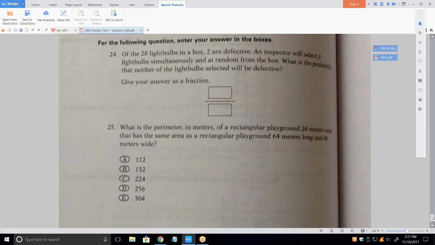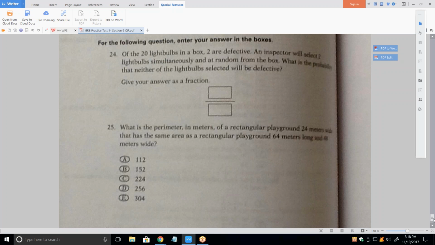All right. I love the way they add these little words in here that make you question exactly how to do it. First of all, if we have an inspector that's standing over this box and he reaches in and he grabs a light bulb with his left hand and he grabs a light bulb with his right hand. That's what's happening, correct? Correct.